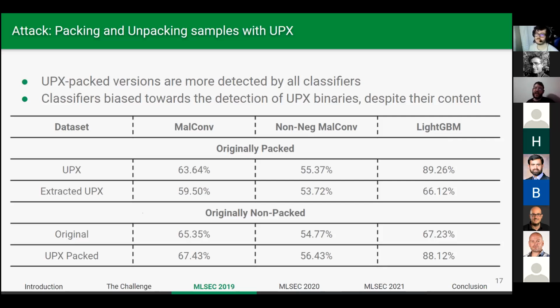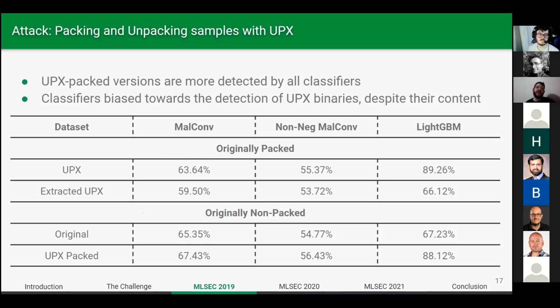So we checked what happens regarding packers in this data set. The first thing that we noticed is that there are some packed samples in the data set. They are detected by all classifiers. Then we unpacked these samples, to extract the payloads from these files. And what we discovered for all classifiers, as you can see here, is that the unpacked samples are detected with less confidence than their packed versions, right? So it seems that somehow the packers influenced the confidence of detection.